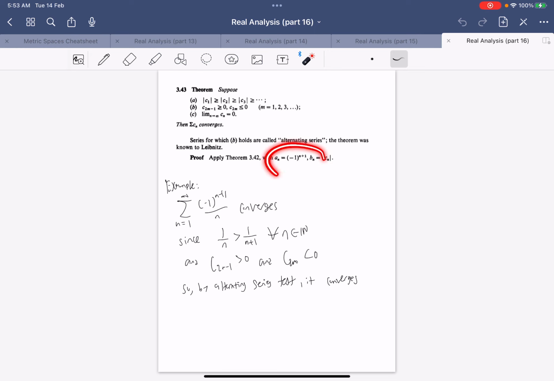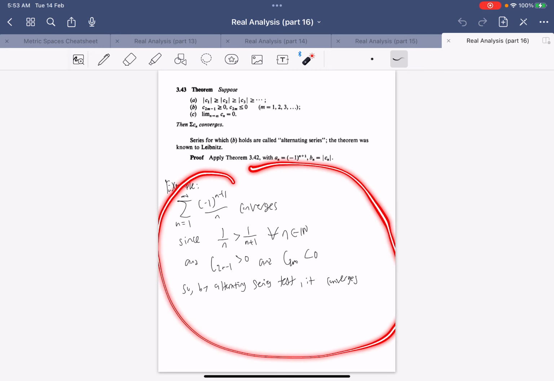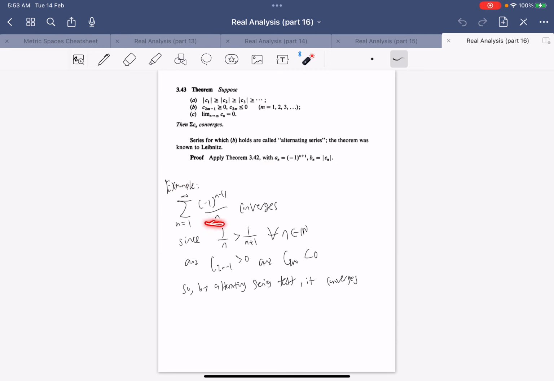So this proof you can just see because this will imply this. And so you can see how it's used here, where we prove the convergence of the alternating harmonic series because the terms are one positive, one negative, and then the terms strictly decrease in absolute value. And so by the alternating series test, it converges.